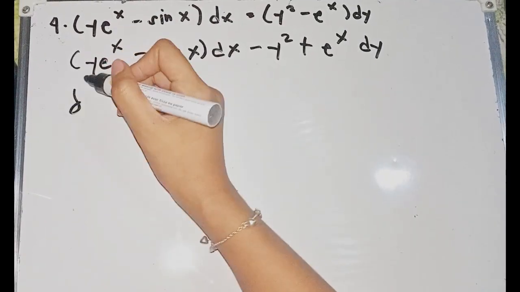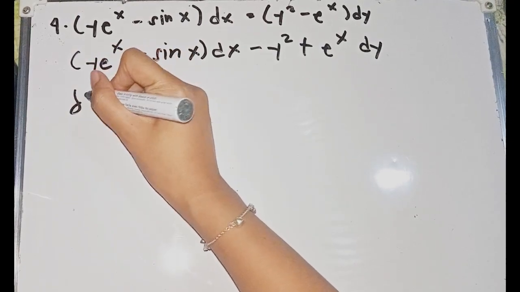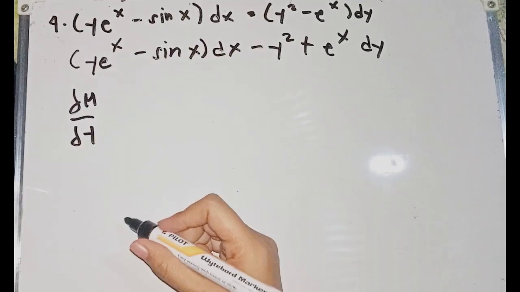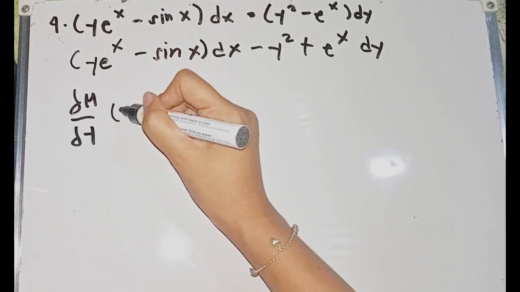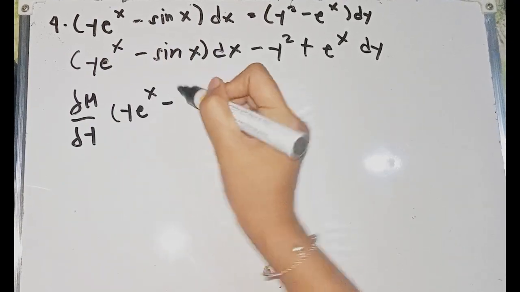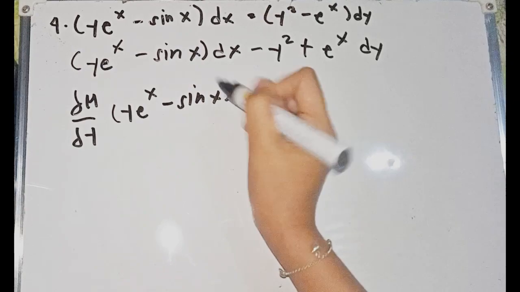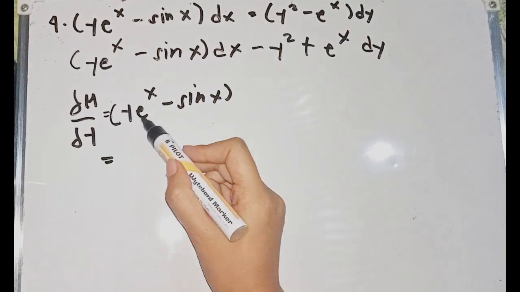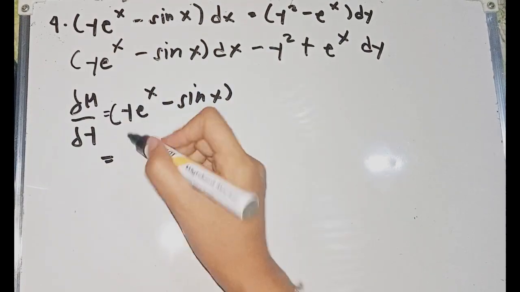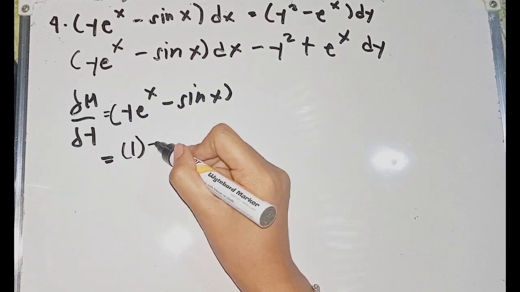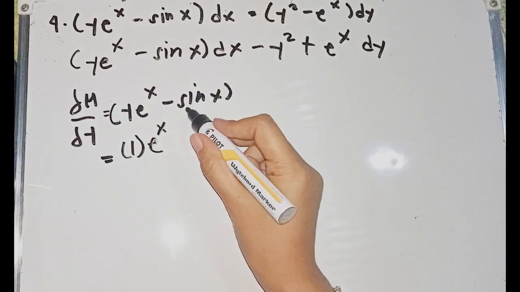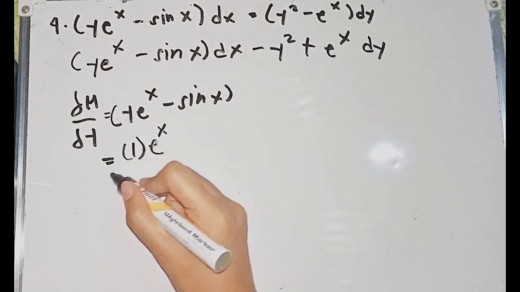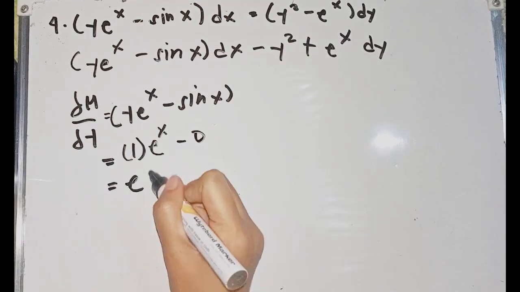So the partial derivative of M with respect to y. Our M is y(e^x - sin x). The derivative of y is 1, then copy the e^x minus sin x. So this is equal to e^x minus sin x.